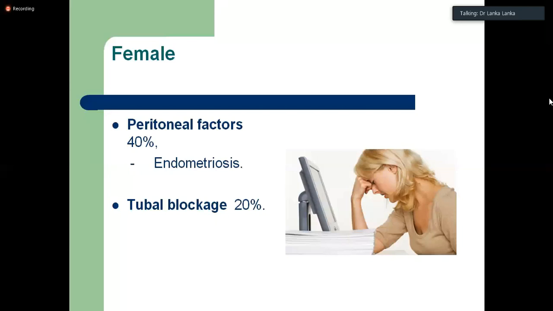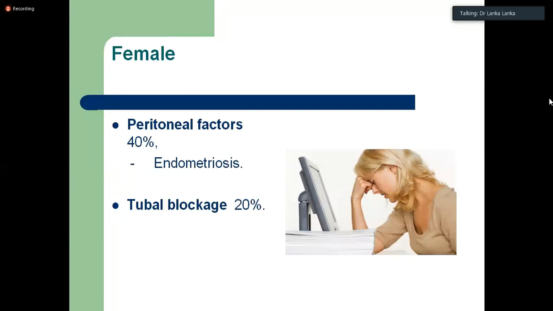So we'll talk about endometriosis and subfertility separately. When you are learning about endometriosis, we are going to talk about endometriosis and subfertility separately. So here I will just tell you that endometriosis is one of the major reasons somebody has subfertility. That's why laparoscopy is invaluable.